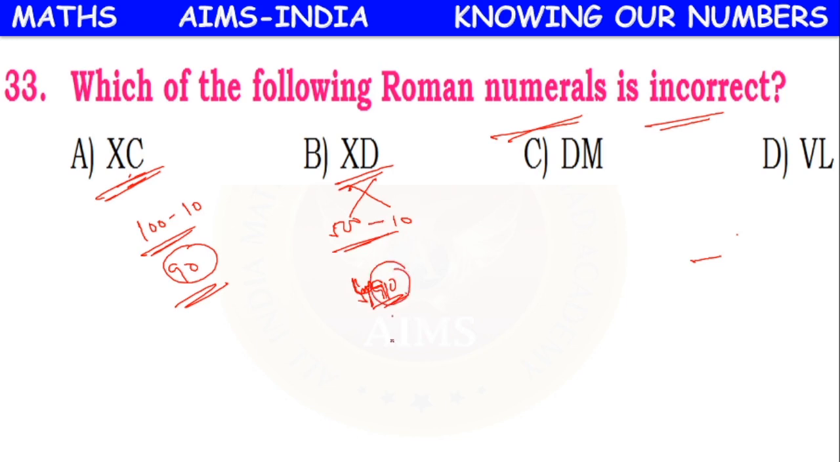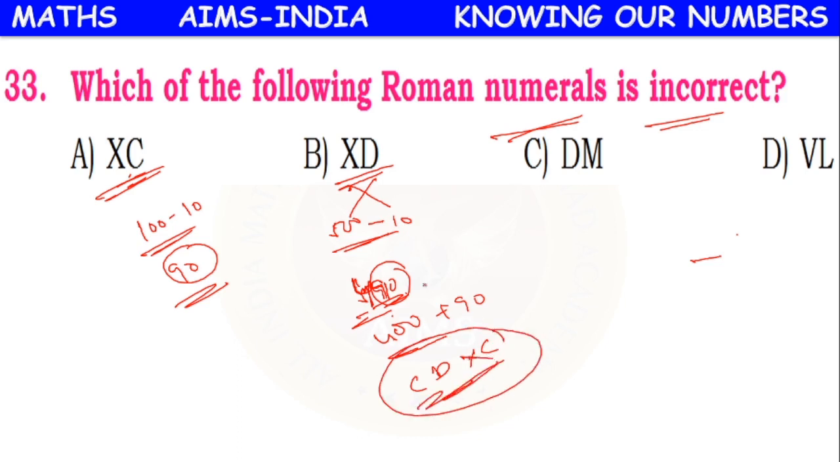500 minus 10 is 490. But for 490, it can be written as 400 plus 90. For 400, we have the symbol CD. For 90, we have the symbol XC. So this is the representation of 490. So this is wrong, not possible.